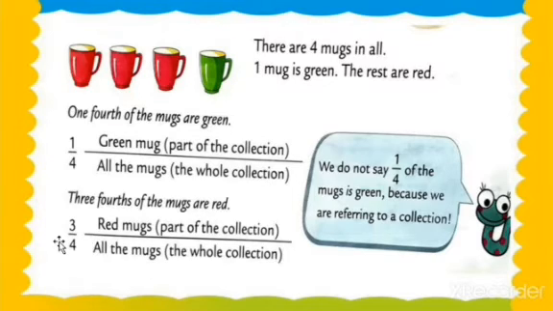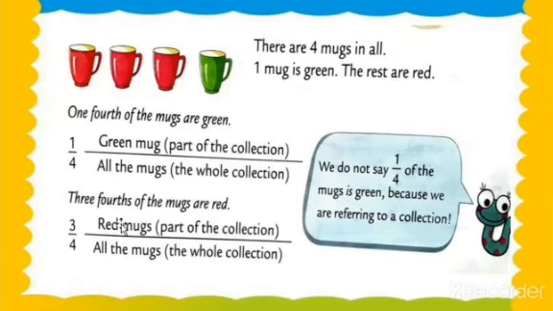Okay, now here check the numerator and denominator. The numerator here is the red mugs. How many red mugs are there? 1, 2 and 3. There are 3 red mugs. And how many in the whole collection, meaning the whole set of mugs? 4 mugs. That's why we write 4 in the denominator and 3 for the red mugs. Understood? Like that, my dear students, we are going to do all these things.